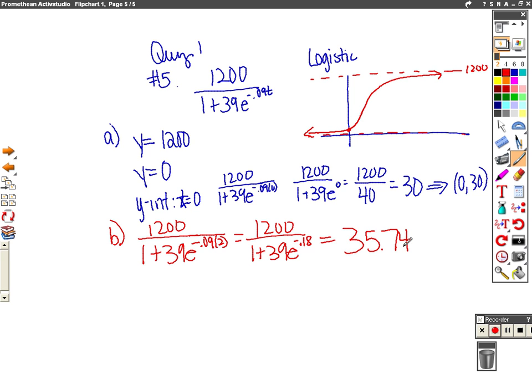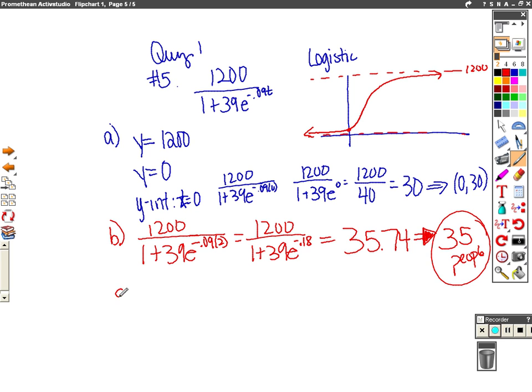So how many students have heard this rumor after 2 days? All right. How many full students have heard the rumor? I have 35.74, but you can't have 0.74 per person. So how many full people have heard the rumor? Only 35 full people.